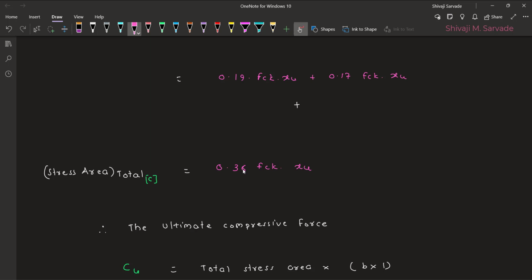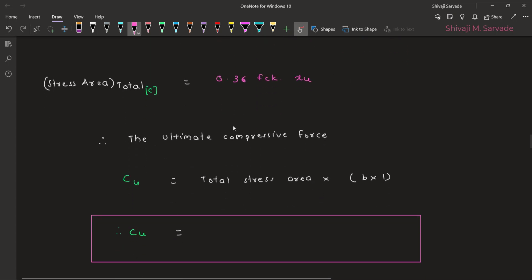Now I am interested in getting the compressive force. Now the compressive force is nothing but this. What we got is the stress, having the unit of Newton per millimeter square. Now I need to multiply with some millimeter square.